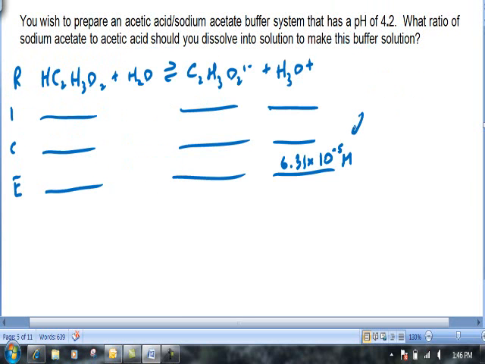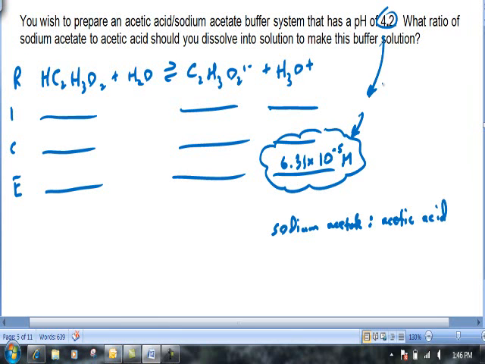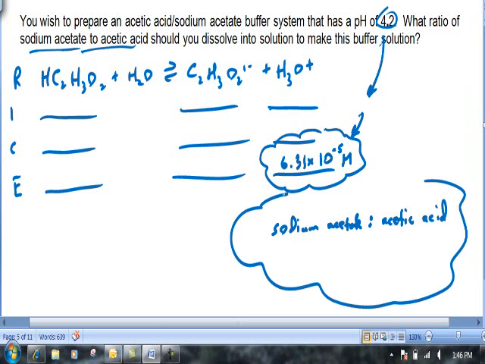In the RICE strategy, we can put in our H3O plus concentration for the equilibrium value that we just got from our pH. The problem's asking us to find what ratio of sodium acetate to acetic acid do we need to give us this desired pH. A suggested strategy is make the acetic acid value 1.0, make the amount of sodium acetate X. So we'll solve for X, make the acetic acid 1.0.